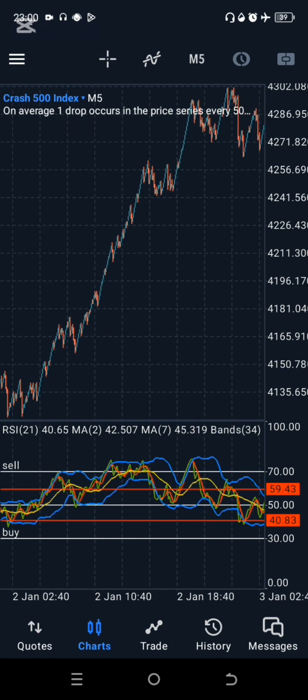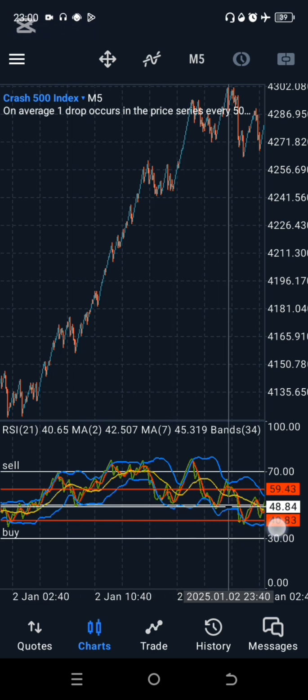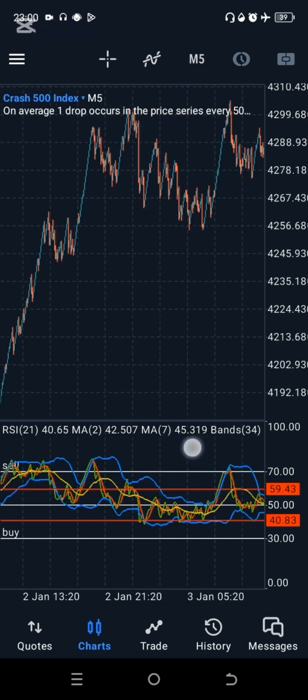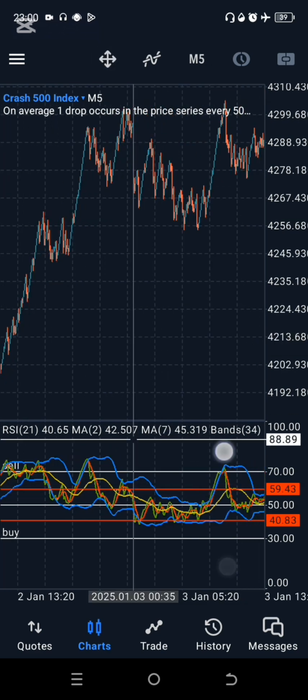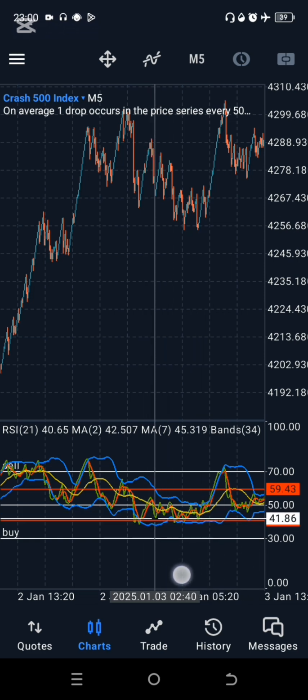Here it was respecting the level 50. So the 50 also works. It's also respected most of the time, right? And over here, as you can see, the market still wants to be in an uptrend, so it's respecting the level 40, right?